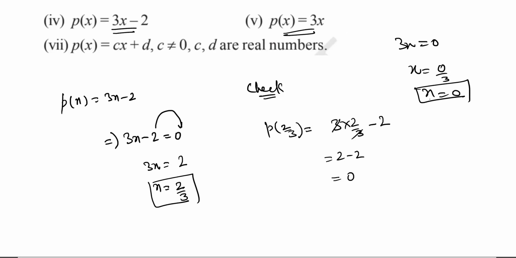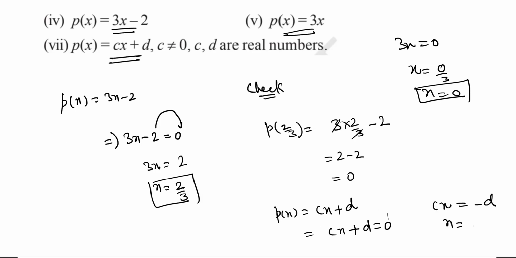Got it? Okay, sir. And similarly for this equation, that is px equals cx plus d. Again, you have to equate this cx plus d equal to 0. And d is being added here with x, so it will go to that side and become minus d. This is cx. Now c is being multiplied with x, so it will go into division, minus d by c. So this is the value of x, minus d by c.